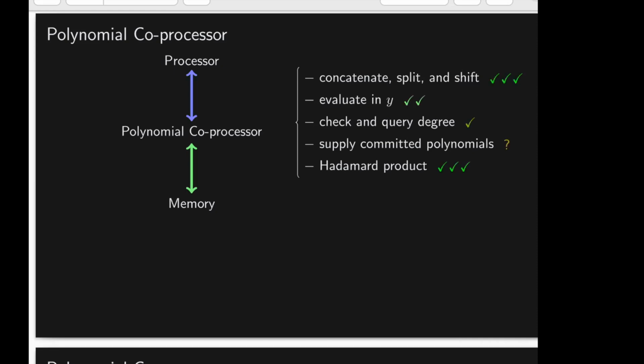And with respect to the Hadamard product, take my word for it, it's easy. With respect to concatenate, split, and shift, you probably don't even need to take my word for it. It's easy. But evaluation is slightly more challenging, and checking and querying degree, that's challenging but doable. But then how do you supply committed polynomials? That remains an open question. There is a trivial solution, but that's a solution that we're not happy with.